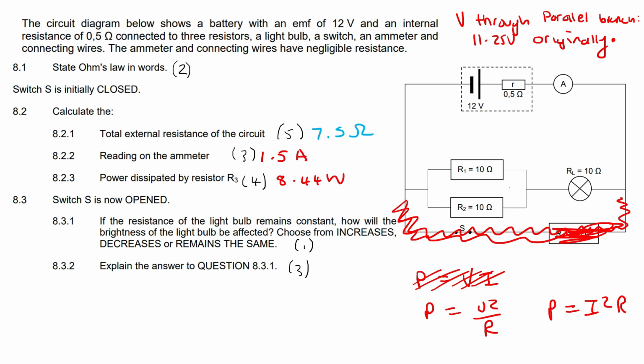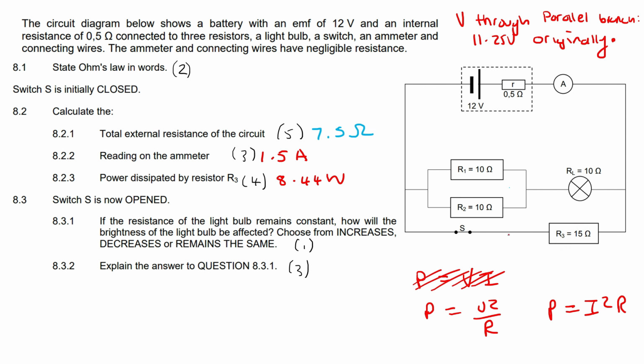Okay, so we know that this part of the circuit has now been taken out. We've just taken this resistor out. A lot of learners will say that because we have removed a resistor, the overall resistance in the circuit will become less. But that is actually not true. It depends how you remove the resistor. Are you removing a parallel resistor or a series resistor?